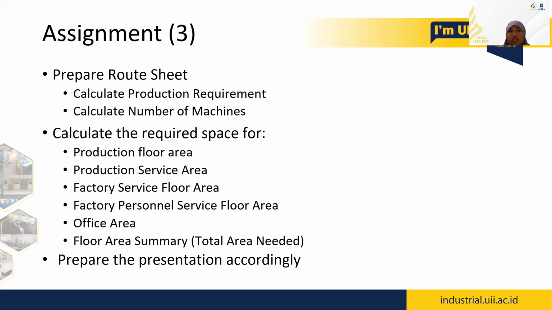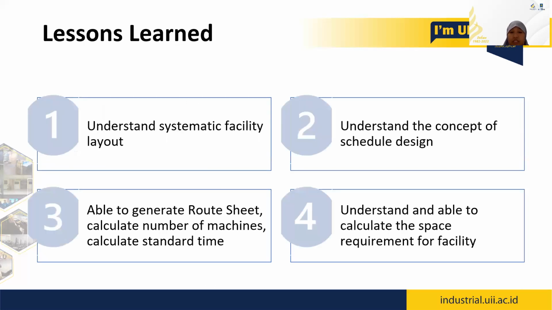Regarding the route sheet, basically you need to find out your production requirement. Then from there, you can try to calculate the number of machines needed. Okay, once you do that, then you can try to calculate the production floor area, production service area, etc., so that you can find out the actual total area needed. Okay, and you can prepare the presentation accordingly.